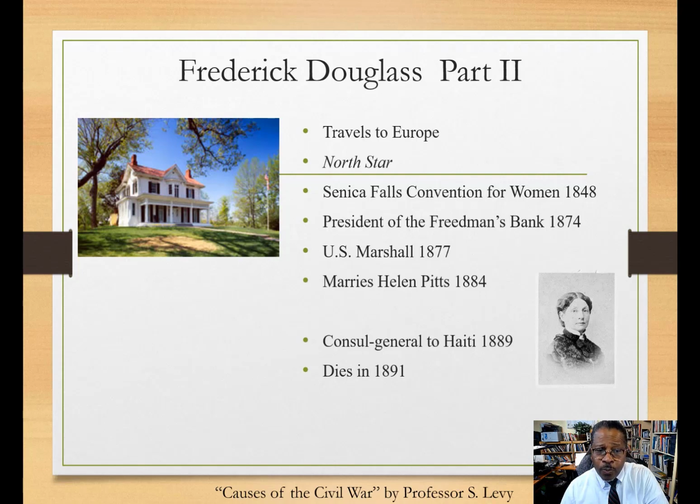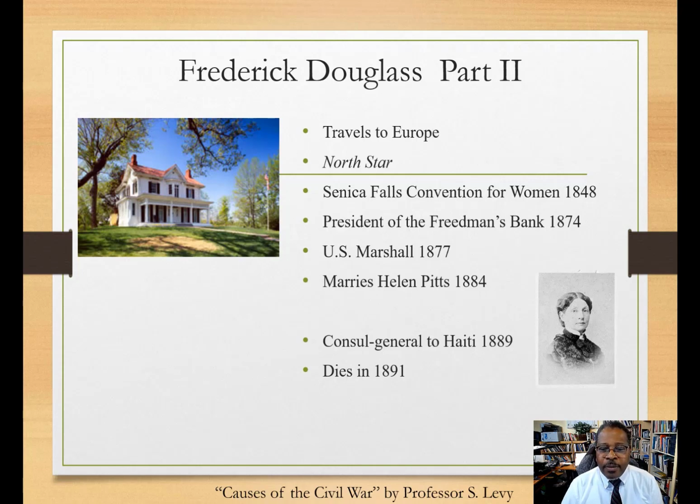He started a newspaper called the Northern Star. He was a feminist. He was at the Seneca Falls Convention in 1848, where the women's movement gets started. A lot of those women were also abolitionists, like Elizabeth Cady Stanton, Susan B. Anthony, Lucretia Mott. And so they were all part of this kind of progressive movement to end slavery and then to get rights for women as well.